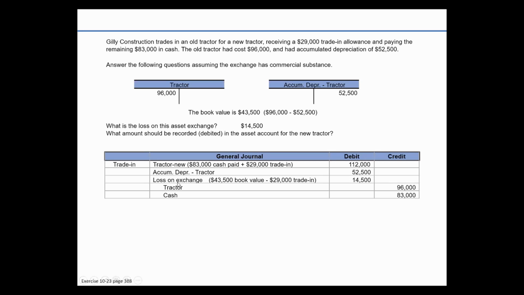And then we have a loss on the exchange because the old tractor had a $43,500 book value, but we traded it in for $29,000, so we lost $14,500, and then we'll credit the old tractor for $96,000 even, and then we'll go ahead and credit cash $83,000. That's how much we paid. So the loss we figured out was $14,500, and then what amount should have been debited for the asset for the new tractor is $112,000, because that's what it cost, but we paid $83,000 in cash and then $29,000 with the trade-in on the old tractor.